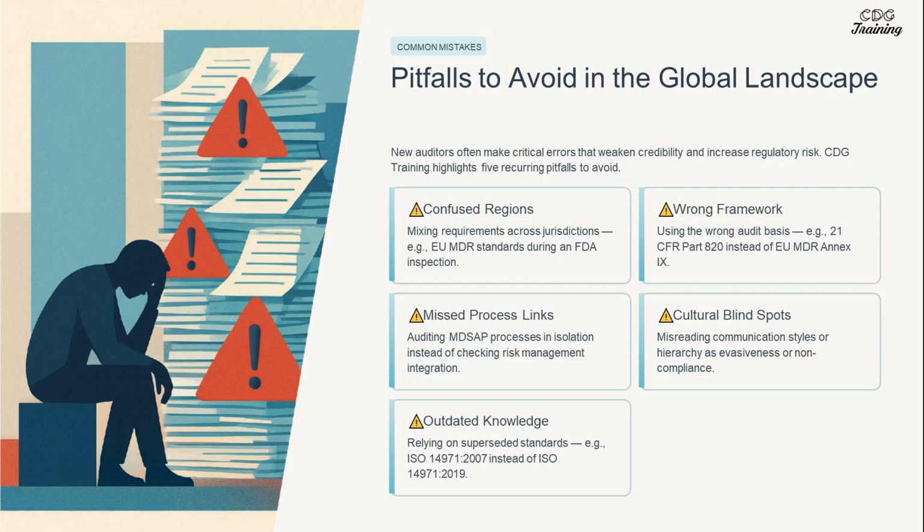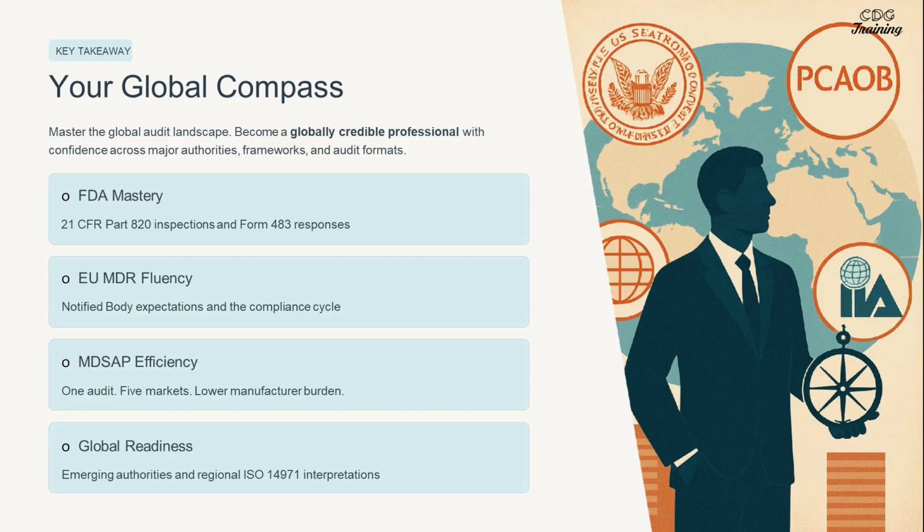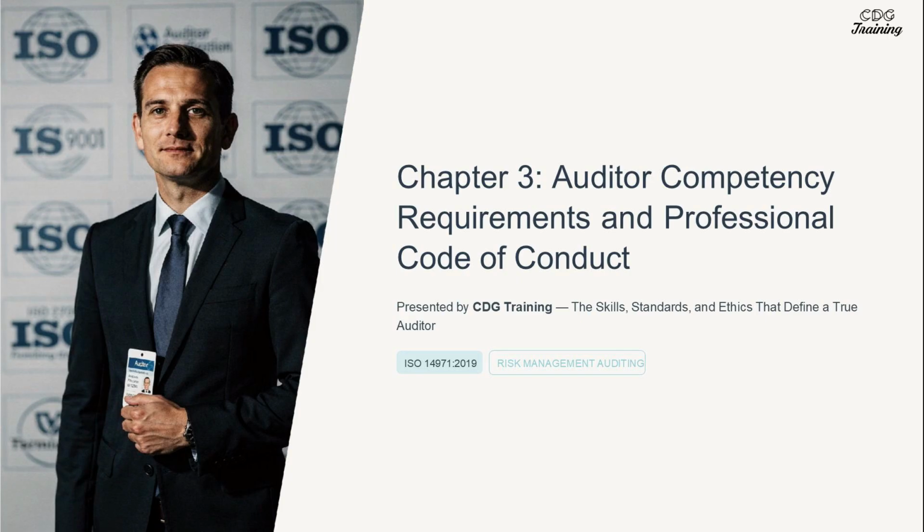New auditors can make critical errors that weaken credibility. Avoiding common mistakes like confusing regions or using outdated knowledge is essential for success. Modern auditors need a diverse skill set, including technical expertise, regulatory fluency, cultural awareness, and digital tools, to navigate the global audit landscape. Mastering the global audit landscape makes you a credible professional, equipped to handle various authorities, frameworks, and audit formats with confidence.